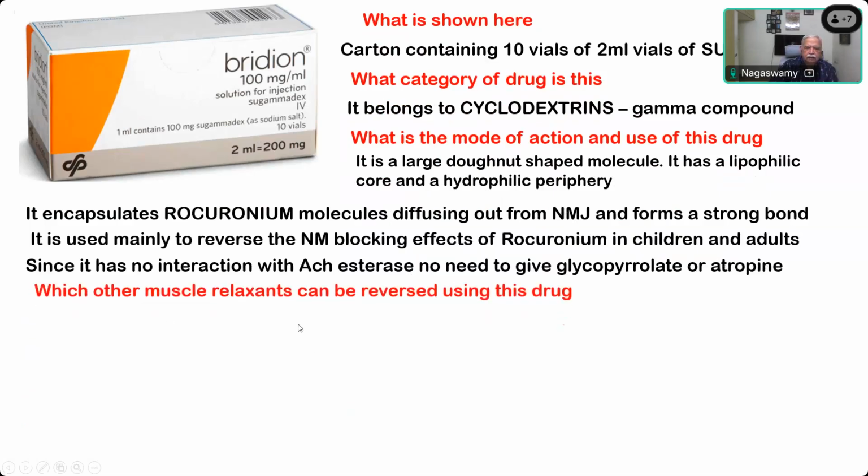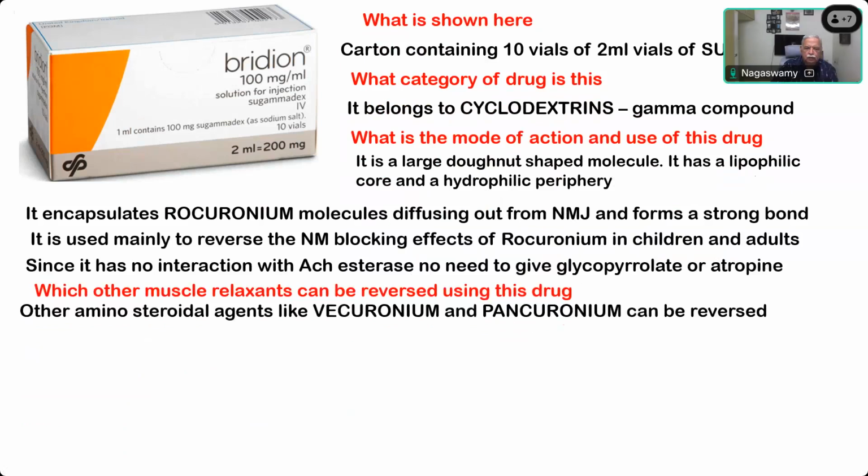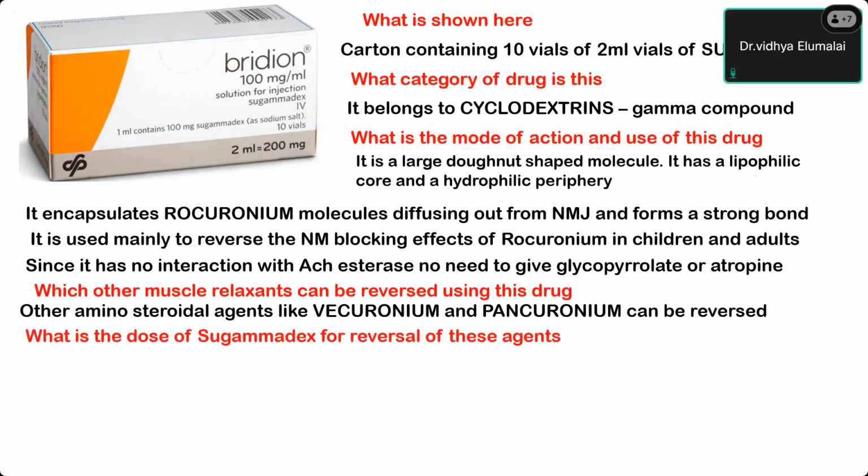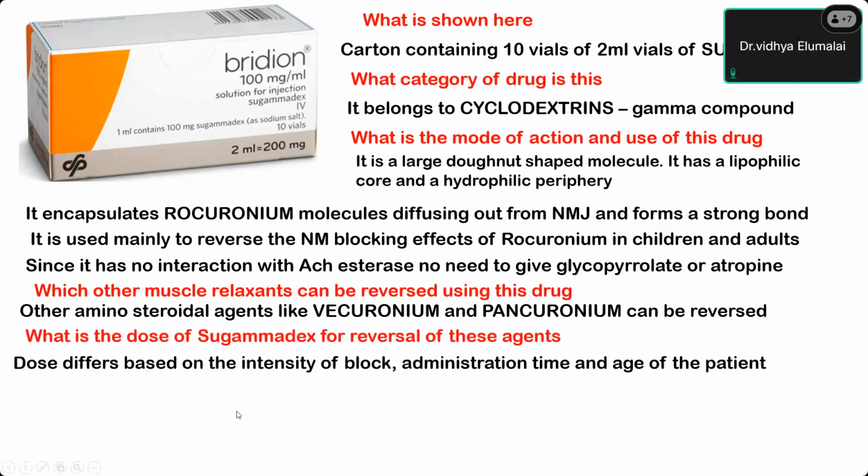Which other muscle relaxants can be reversed using this drug? Vecuronium, pancuronium also. All aminosteroidal agents can be reversed by this drug. What is the dose of Sugammadex for reversal of these agents? It is based on TOF ratio, duration, or the intensity of block. It depends on the intensity of block, administration time, and the age of the patient.